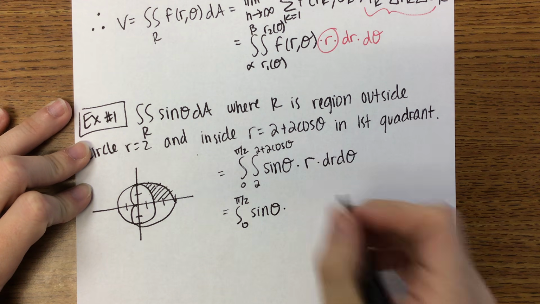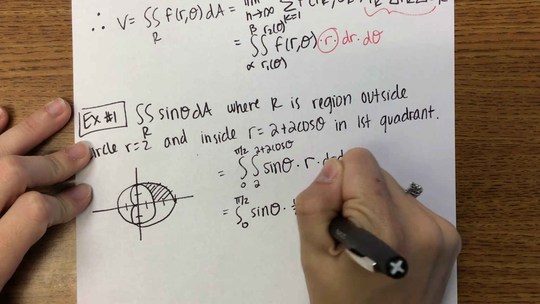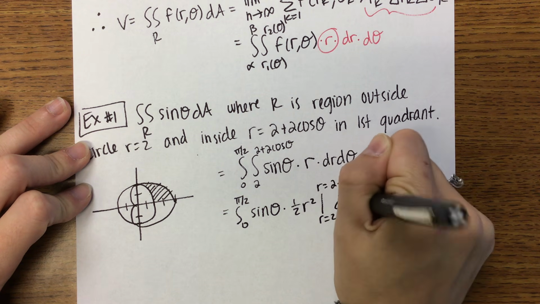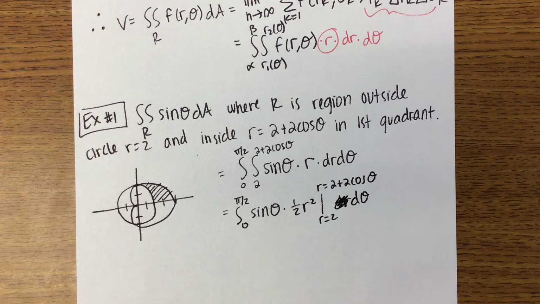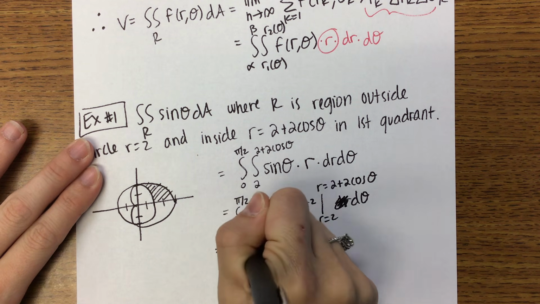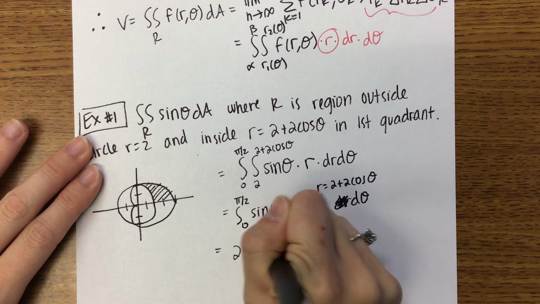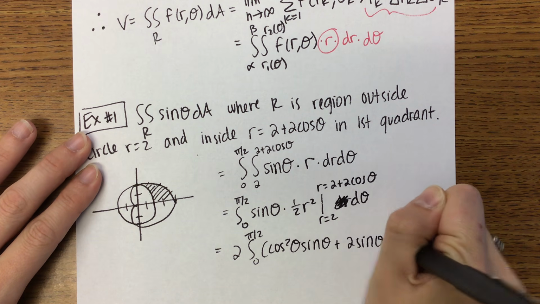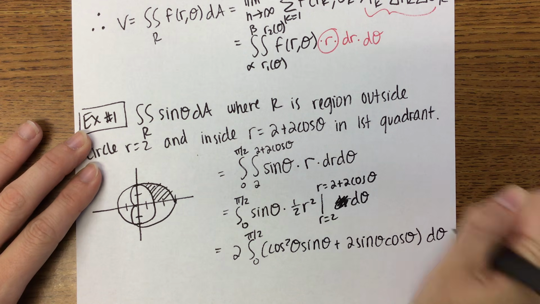So integrating the r, we get 1/2 r squared from r equals 2 to r equals 2 plus 2 cosine theta. If I just tell you what it comes out to be once we square and combine like terms, we're okay with that? Okay, it becomes 2 times the integral from 0 to pi over 2 of cosine squared theta sine theta plus 2 sine theta cosine theta, all of that d theta.